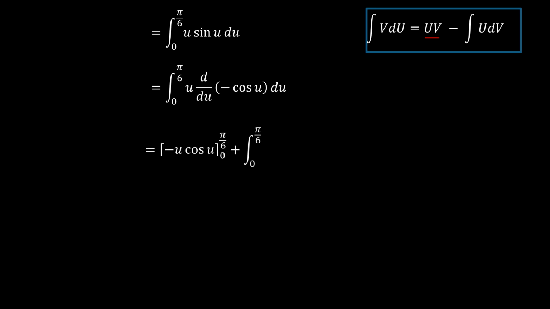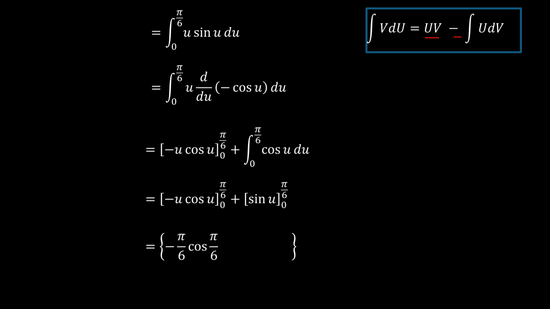And since we have a negative here and we have a minus here as well, it means that minus minus becomes a positive, and so we have plus the integral from u equals 0 to u equals pi over 6 of cosine u. The integral of cosine u on that second part becomes sine u, and that means that now we can apply the limits appropriately. When u tends to pi over 6, that becomes negative pi over 6 times cosine pi over 6, minus, when u tends to 0, 0 times cosine 0. So this part here definitely tends to 0.